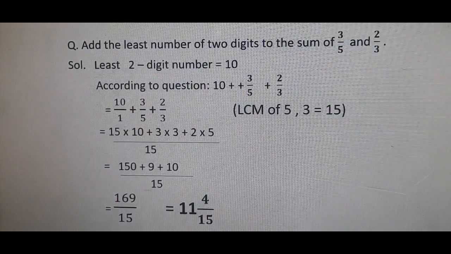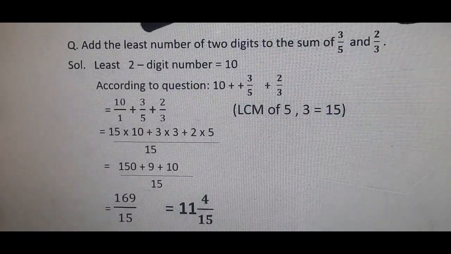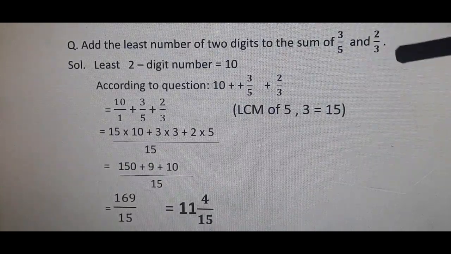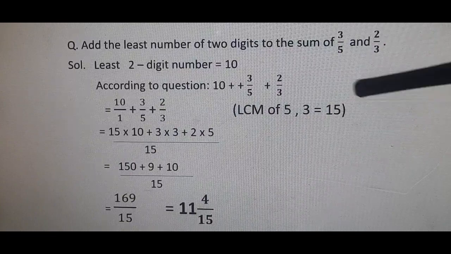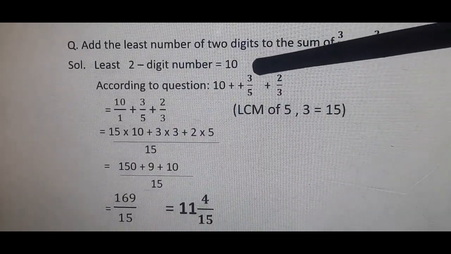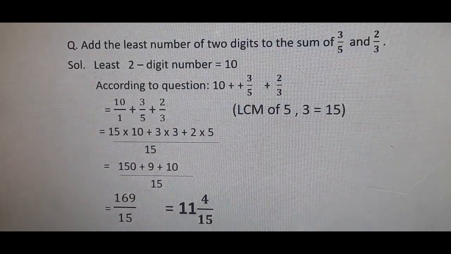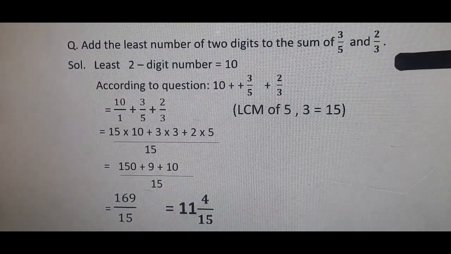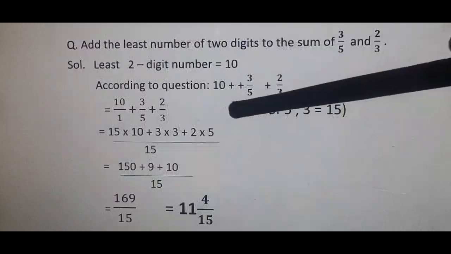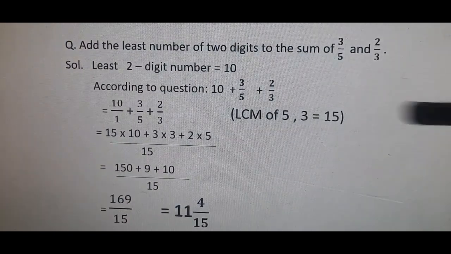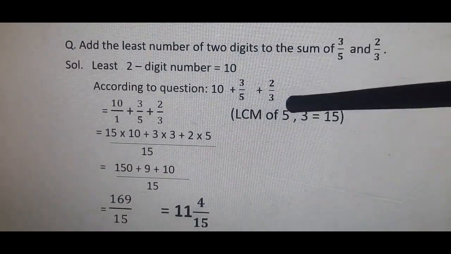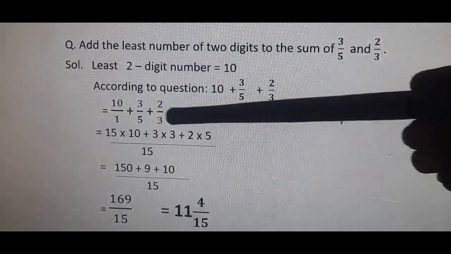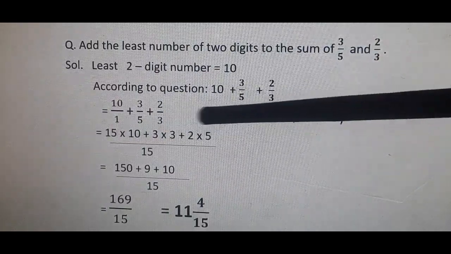Statement sums. First question: Add the least number of two digits to the sum of 3 upon 5 and 2 upon 3. Least two-digit number, you know, is 10. And according to the question, we have to add 10, 3 upon 5 and 2 upon 3. So 10 plus 3 upon 5 plus 2 upon 3. 10 can be written as 10 upon 1. 10 upon 1 plus 3 upon 5 plus 2 upon 3.